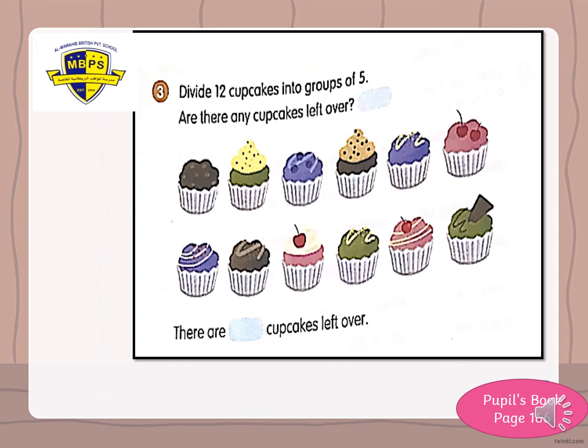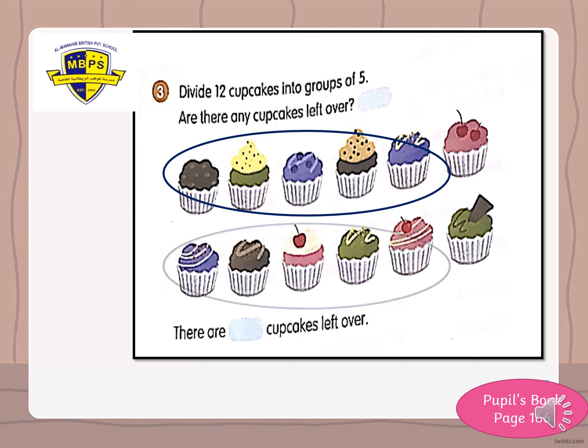Let's first group the cupcakes into groups of 5. Now you start with me. I make one group of 5 and another group of 5. Oh, there are 2 cupcakes left over here. So are there any cupcakes left over? Yes. How many cupcakes left over? Very good. I have 2 cupcakes left over.